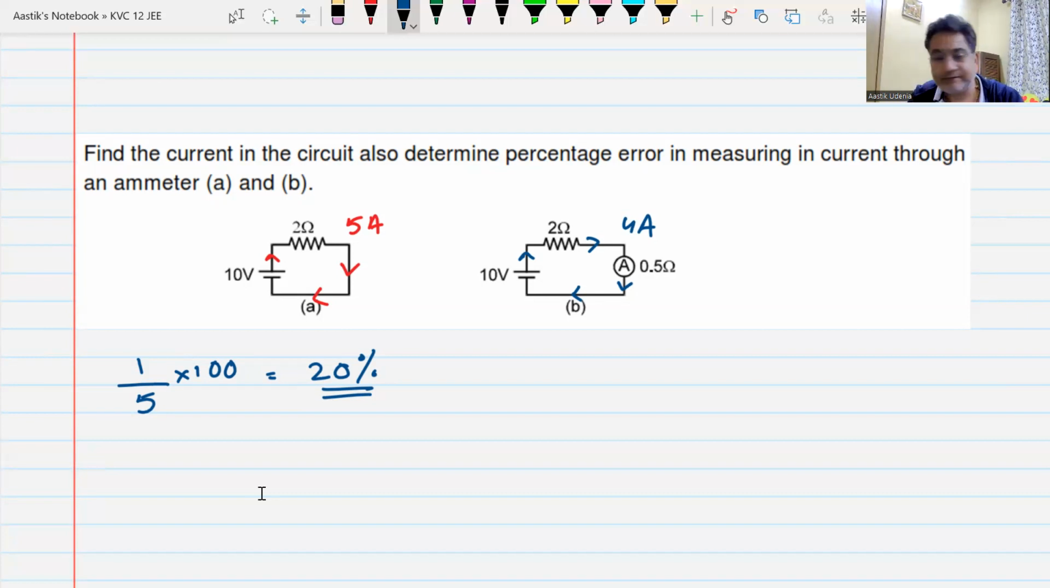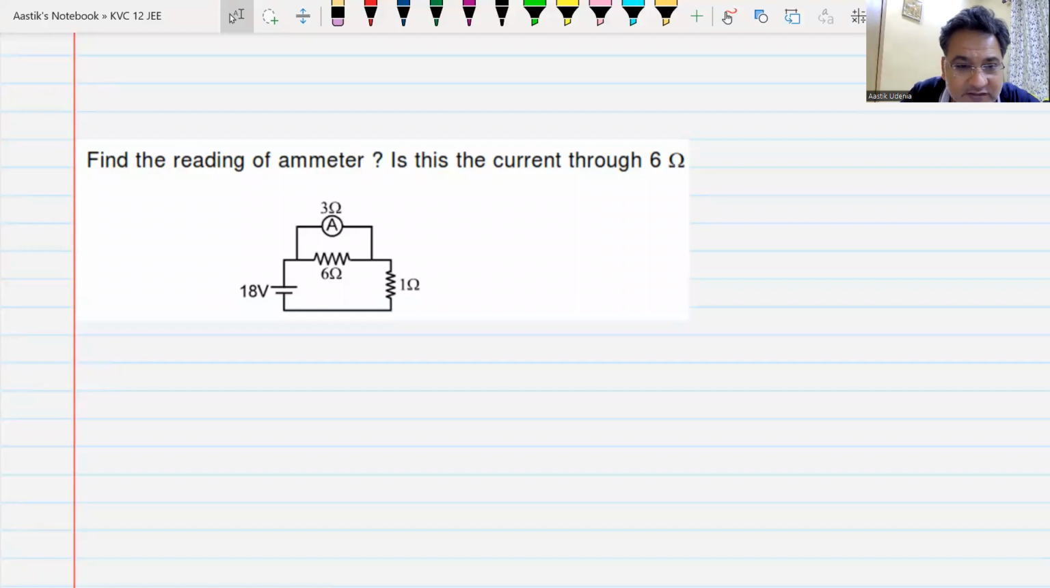This is the next one. What is the reading of the ammeter? Is this the current to the 6 ohm branch? Obviously, it's not the current to the 6 ohm branch. So this is just to prove that you have to put it in series. So you have to find out the reading of the ammeter, and I'll give you a minute to do this.